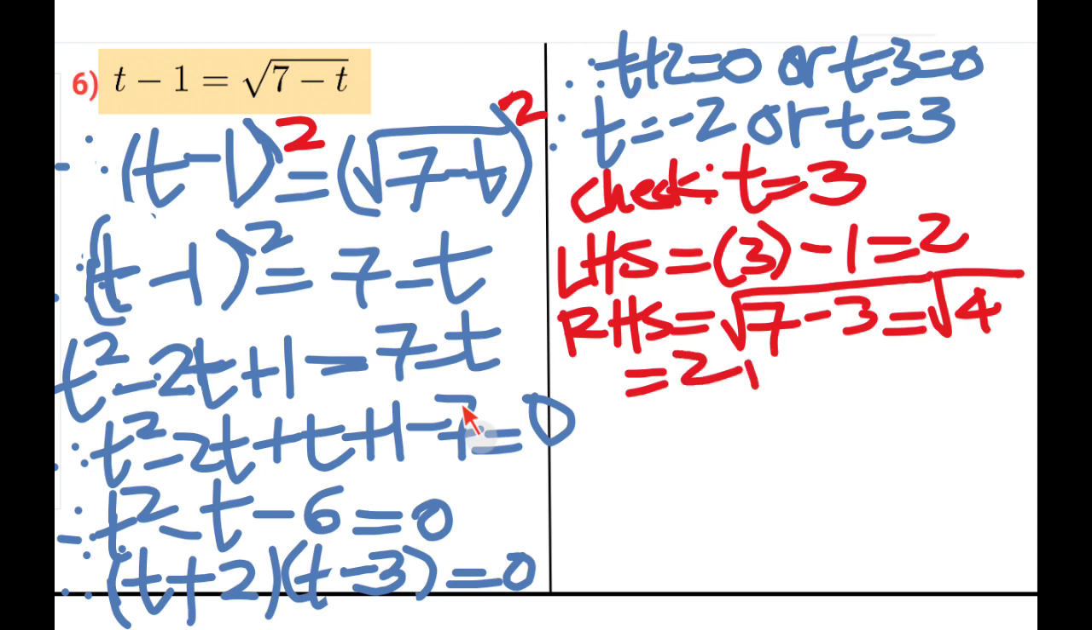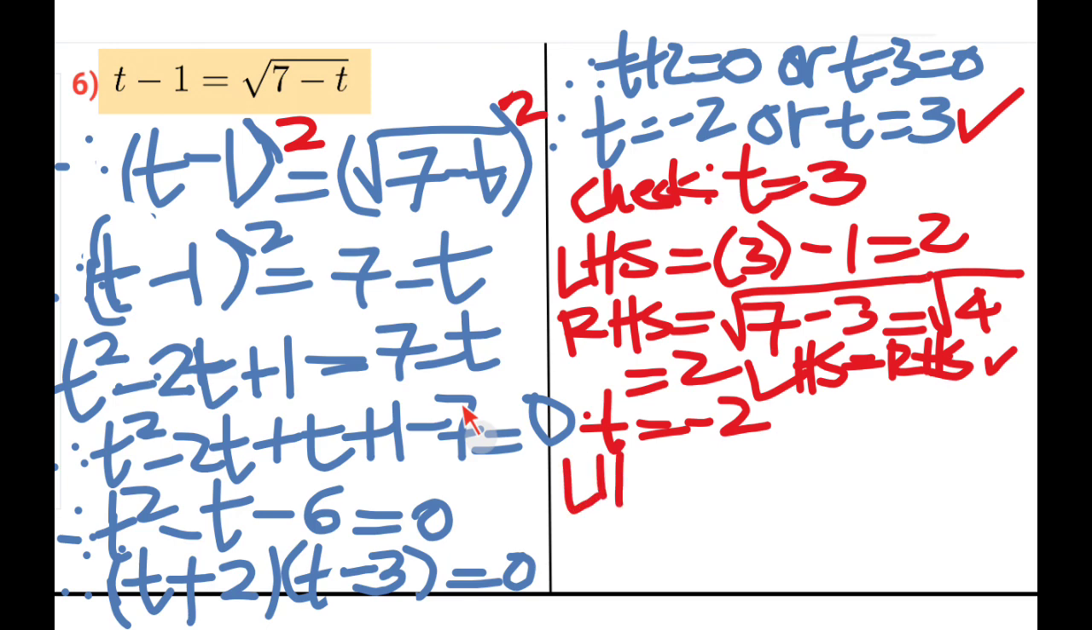Left hand side equals right hand side. Therefore, t equals 3 checks out. Therefore, t equals 3 is a solution. All right, let's check the other one, t equals negative 2.